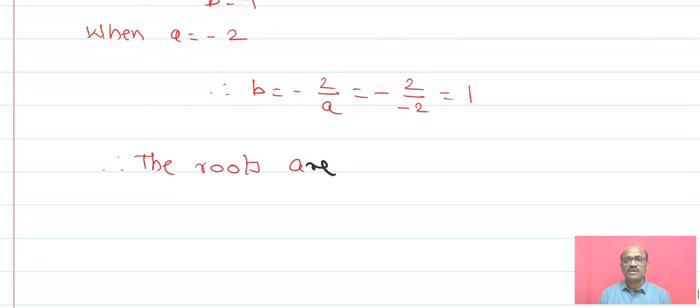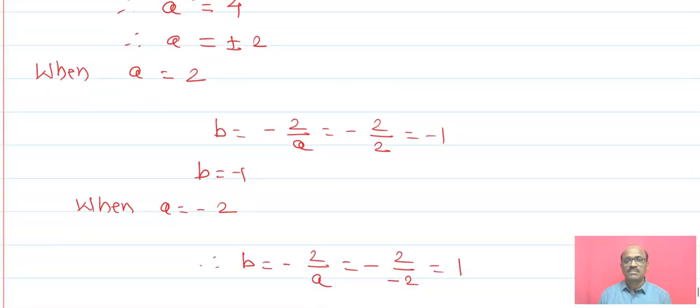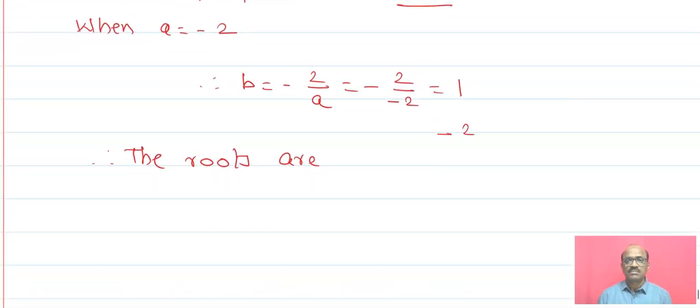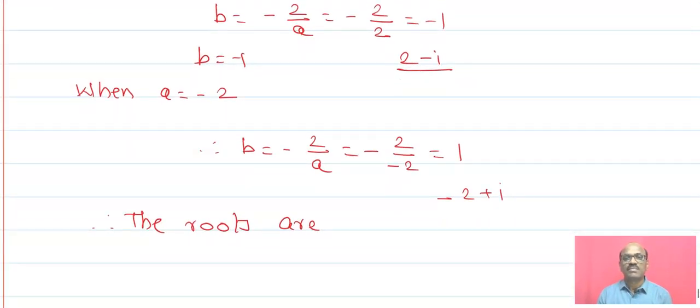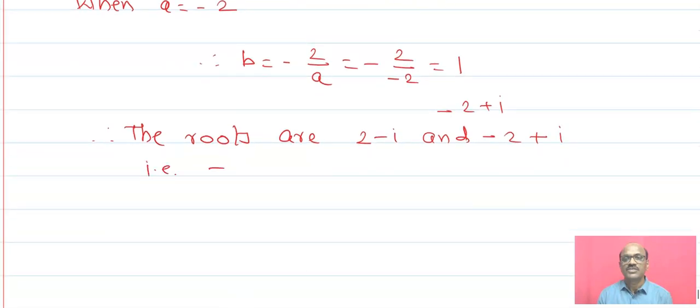Therefore, the roots are 2 minus i and minus 2 plus i. Therefore, that is plus or minus (2 minus i). Now, next is the fifth one.